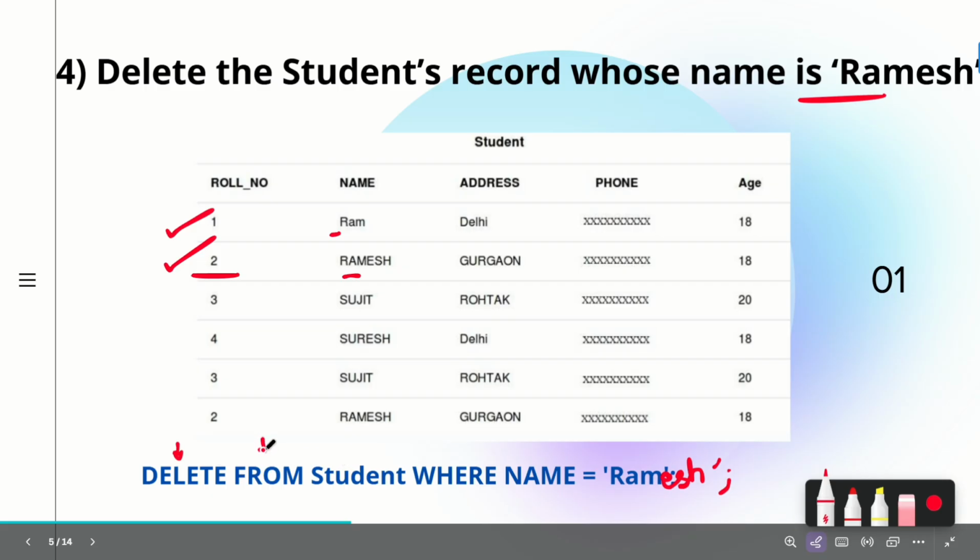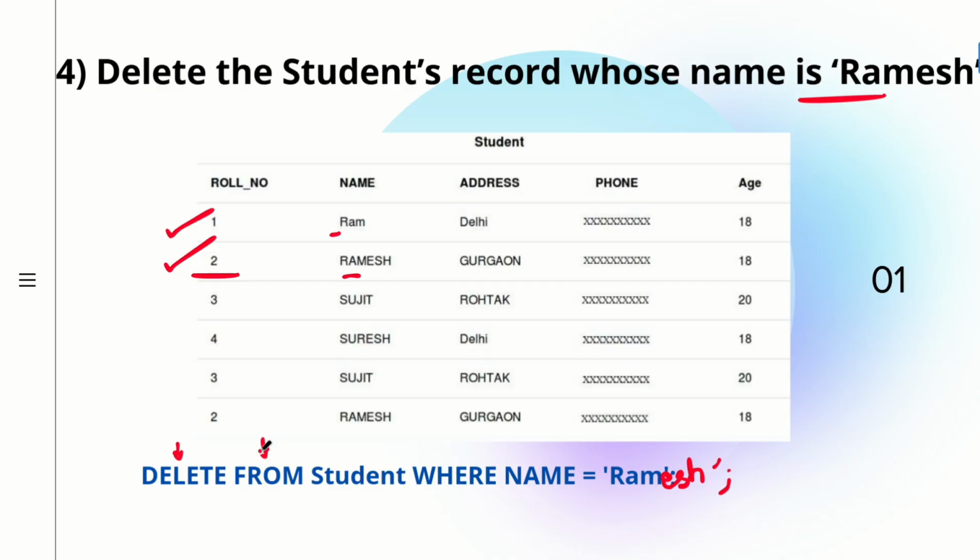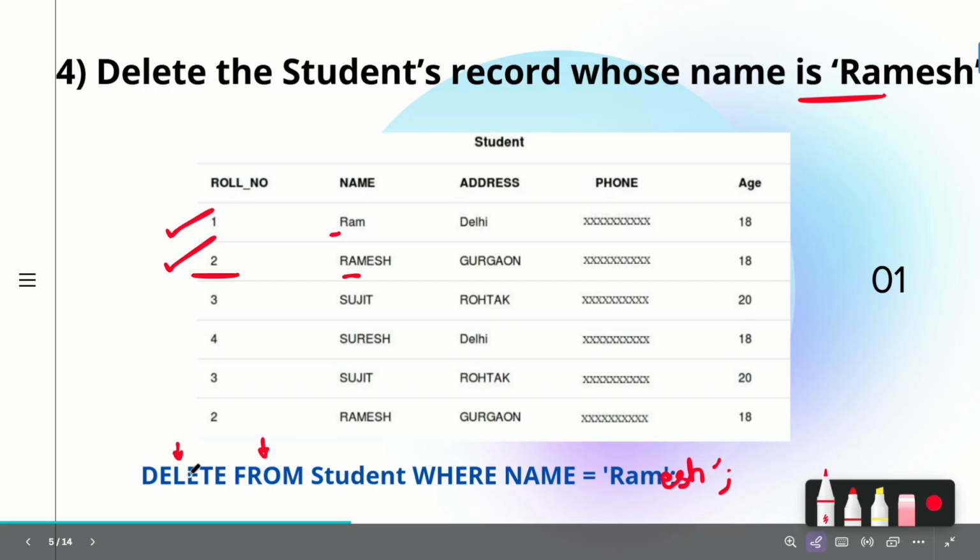So don't forget these keywords, guys, because they are very important. If you mess up these keywords, it is going to be difficult, you might not even understand what the issue is, you might think some logic is wrong, but it is actually the syntax. So always remember: the delete keyword, the from keyword, then your table name, student, and then a condition using where name is Ramesh. It's like normal English: delete from student where name is Ramesh.